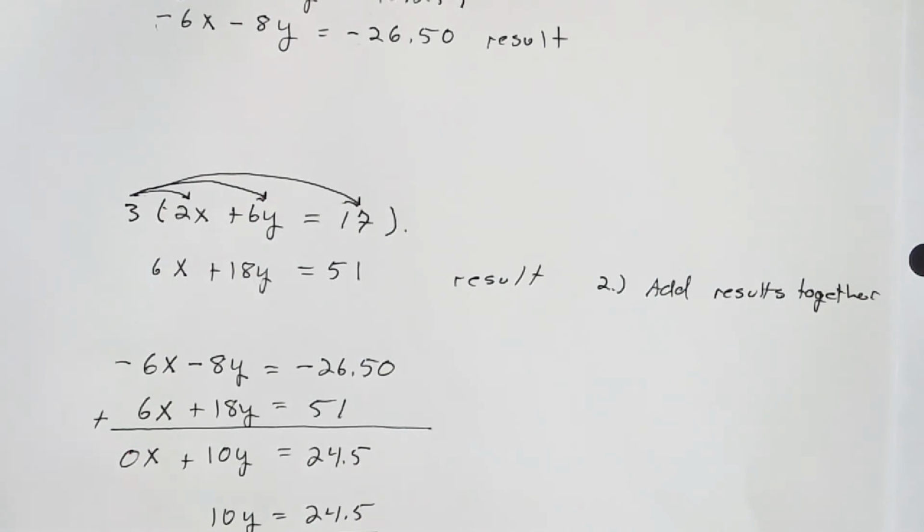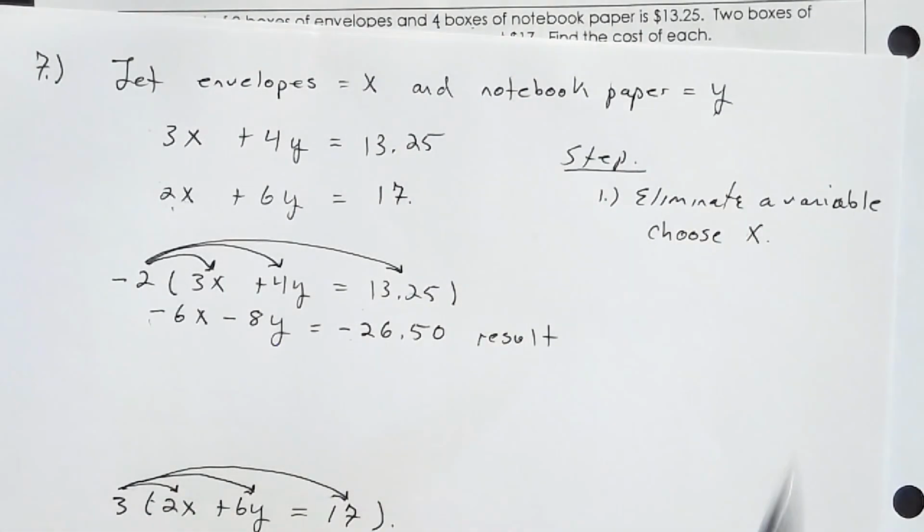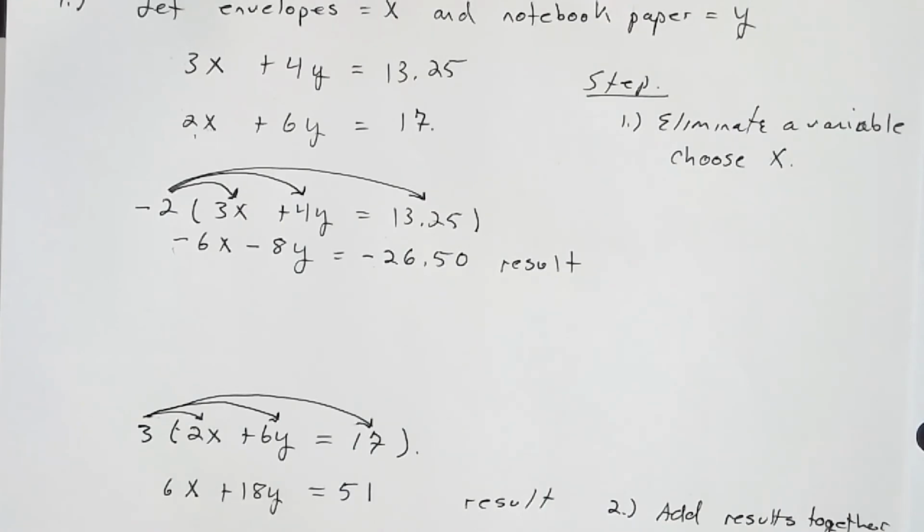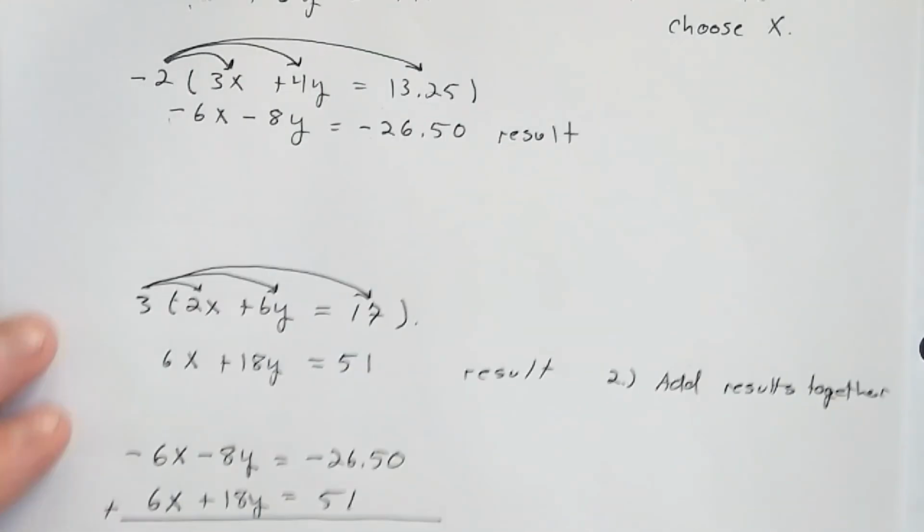Well, what was y? The y was notebook paper. So a box of notebook paper is $2.45. We have to find how much a box of envelopes is going to be. So a box of envelopes now is what? Let's substitute. We play substitution.